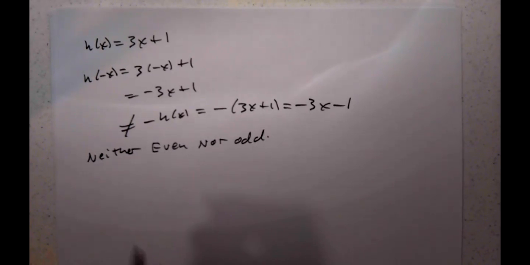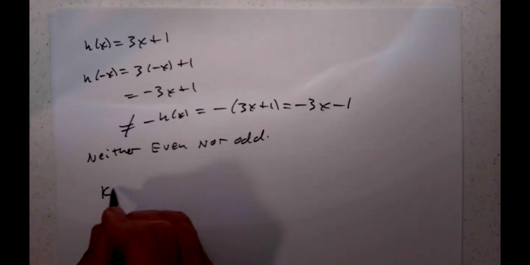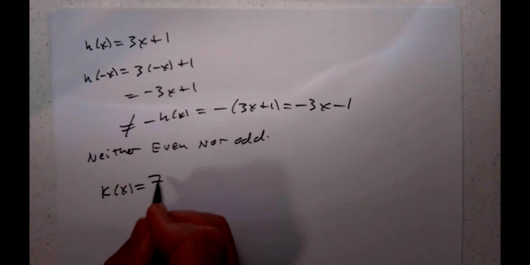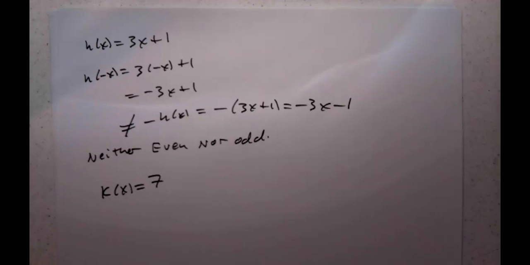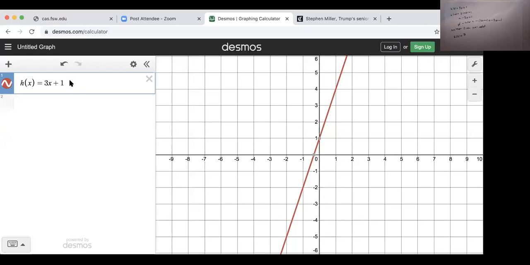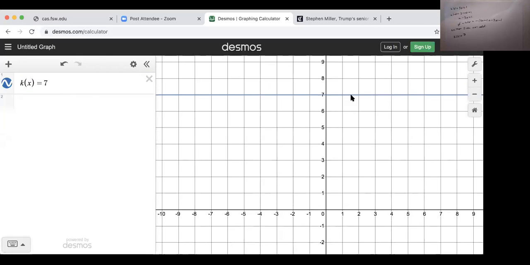And our last question here is k of x is 7. And again, let's look at the graph first. Symmetric with respect to the y-axis means that it is even. Symmetric with respect to the origin means that it's odd. So if I graph k of x equals 7, what does it look like? Well, there's that blue line. Is the y-axis a mirror? It sure is. That is symmetric with respect to the y-axis. Therefore, it has to be even.